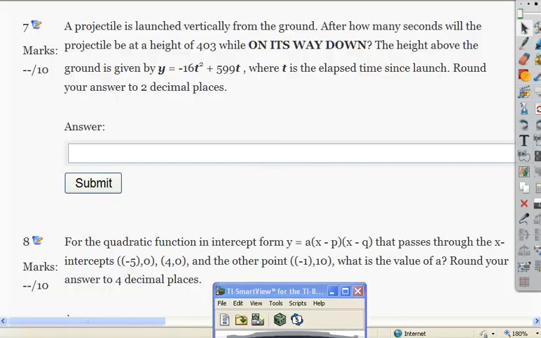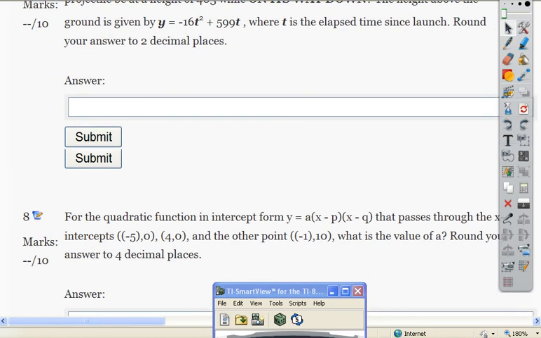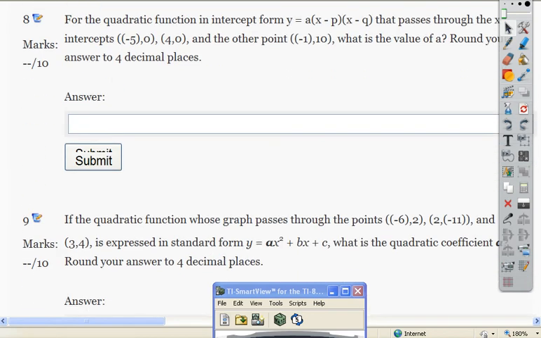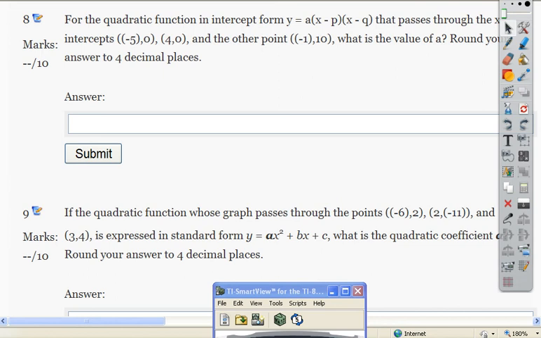Okay, what about this guy? Everybody read that? Is that too small? Make that bigger.